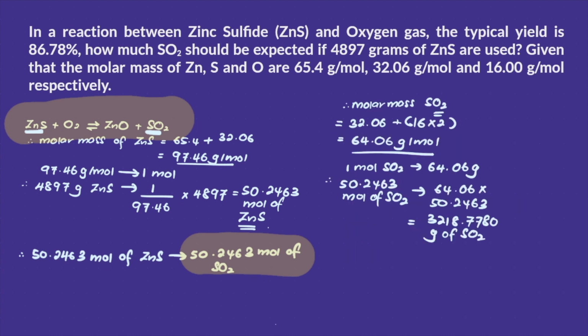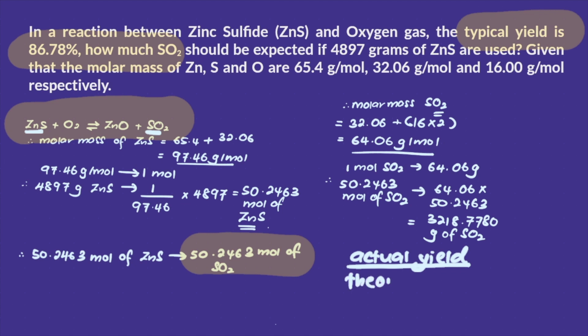Alright, so what else is given to you in the question is that the typical yield is 86.78%. Therefore, you need to remember how to calculate the yield. So, actual yield divided by theoretical yield times 100%.